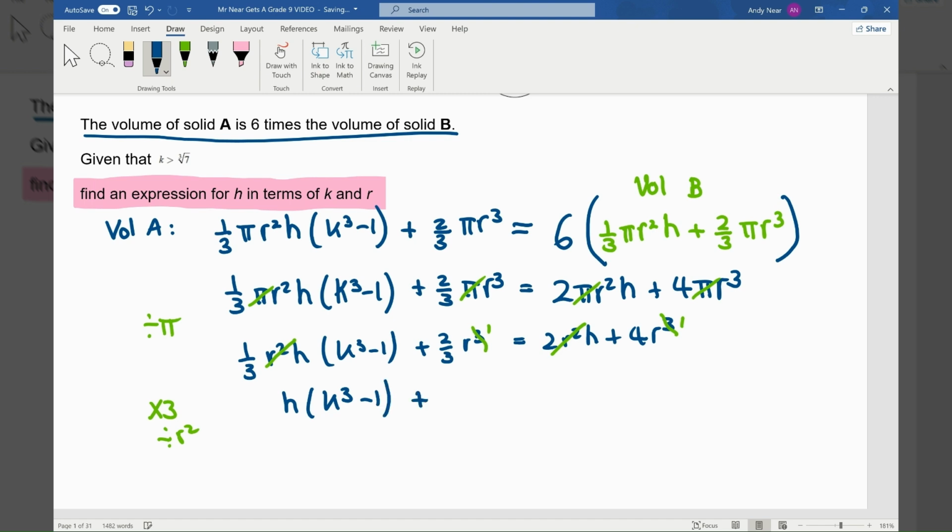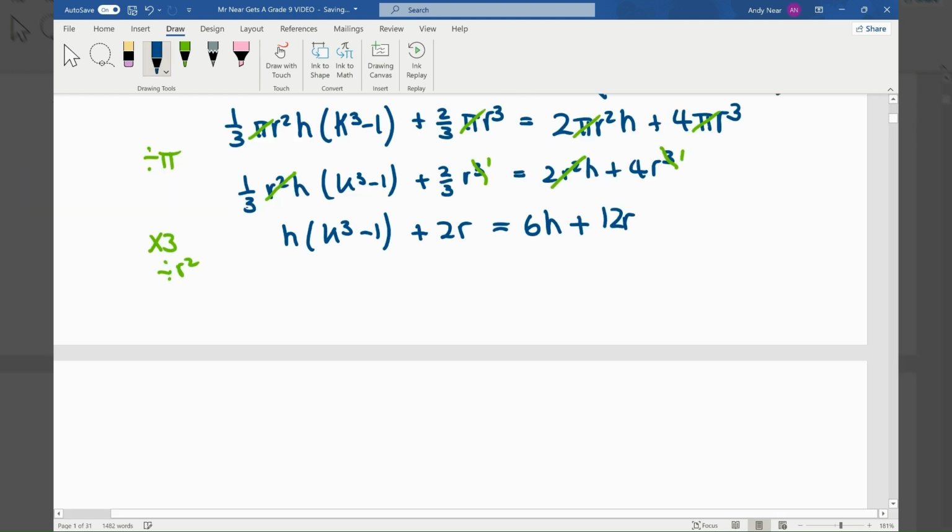I'm left with 2r. I'm left with 2h, and I'm left with 4r. And I've done something wrong. What have I done wrong? When I multiplied by 3, I multiplied these two left-hand terms by 3, and I need to multiply the right-hand terms by 3 as well. So when I multiply this by 3, this should give me a 6h, and the 4 should give me a 12r.